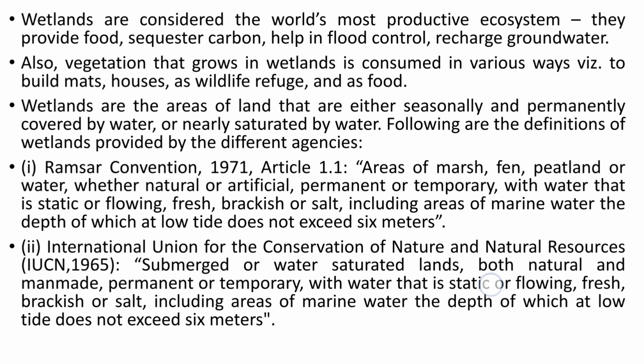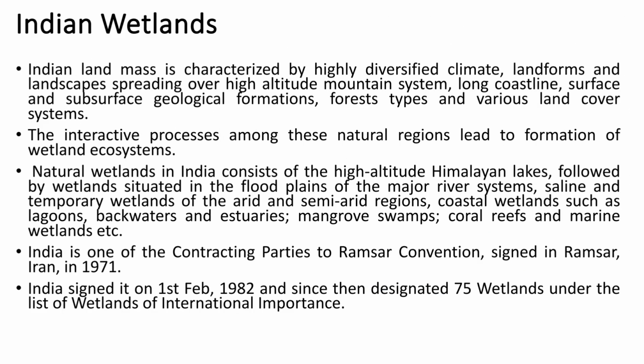Next, Indian wetlands. The Indian land mass is characterized by highly diversified climate, landform, landscapes spreading over a high altitude mountain system, long coastline, surface and subsurface geographical formations, forest type and various land cover systems. So we have diversified ecosystems. The interactive process among these natural regions led to the formation of wetland ecosystem.